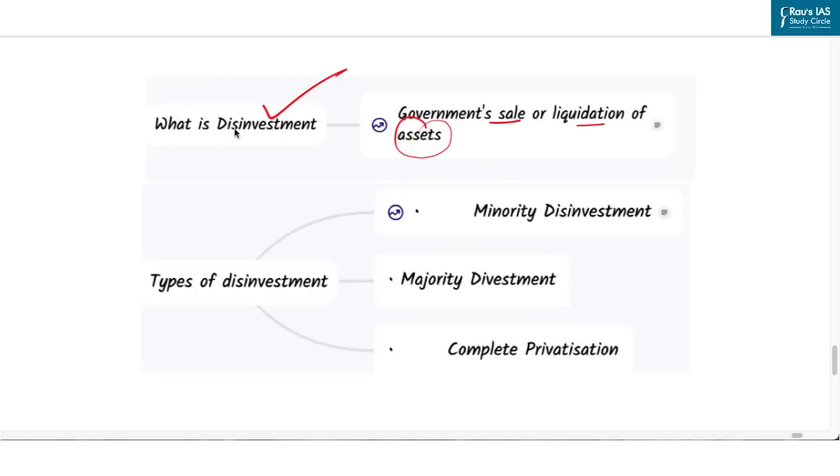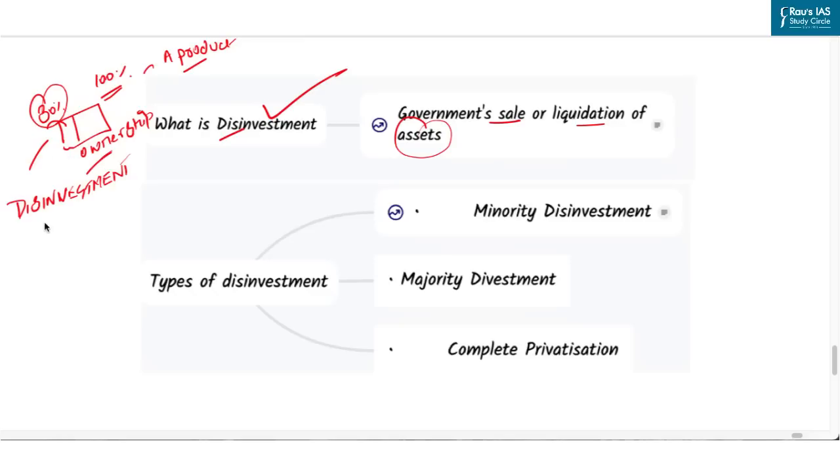Now let me tell you what is disinvestment with the help of a very basic example. Let's say the government owns a 100% stake in a company, for example, a company that manufactures a product. Now the company is running at a loss and the government has to provide funds to keep it afloat. So in this scenario, the government might decide to reduce its ownership in the company by selling a part of its stake, for example, 30% to a private investor or the general public. So this process of reducing the government ownership in the company is called disinvestment.